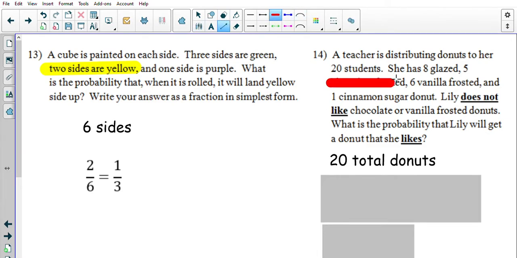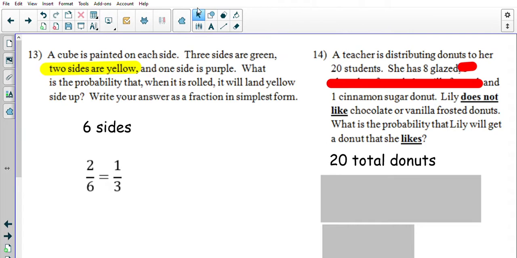Let's cross off the chocolate frosted and the vanilla frosted. We need to get rid of this 5 as well. There we go. Looks like it'll let us do that. Since she doesn't like those 2 types, this means she does like glazed and the cinnamon sugar donuts.